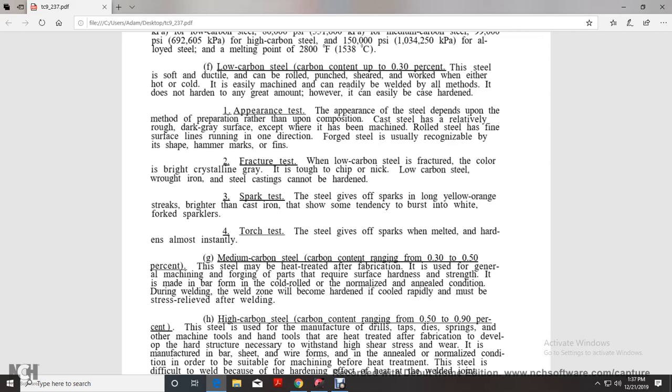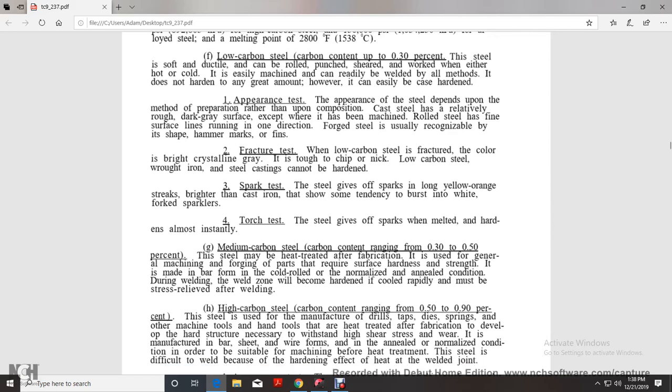Medium carbon steel has a carbon content ranging from 0.30 to 0.50%. The steel can be heat treated. It is used for general machining and forging of parts requiring hardness and strength, and is made in bar form in the cold rolled, normalized, or annealed condition. The welded zone can become hardened as it cools rapidly, so it must be stress relieved after welding.